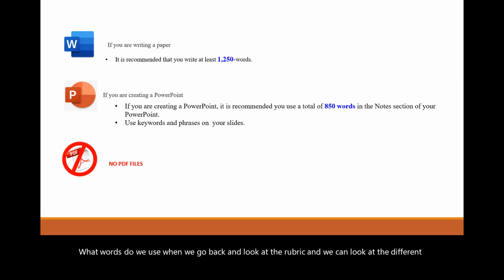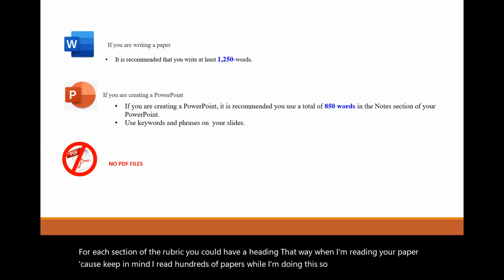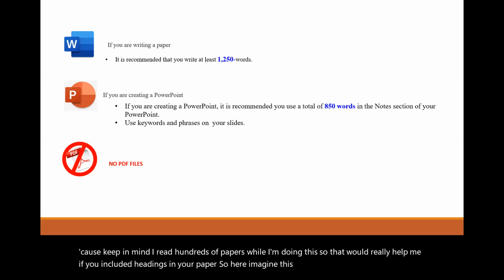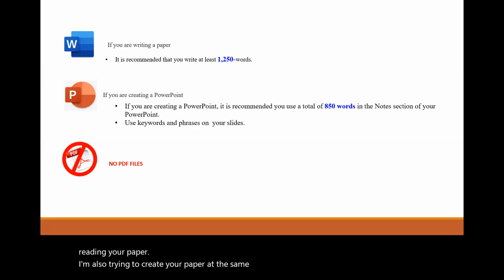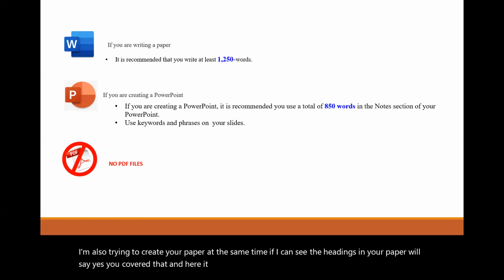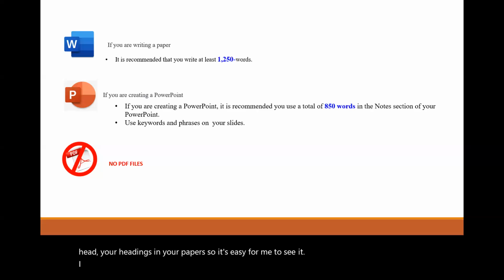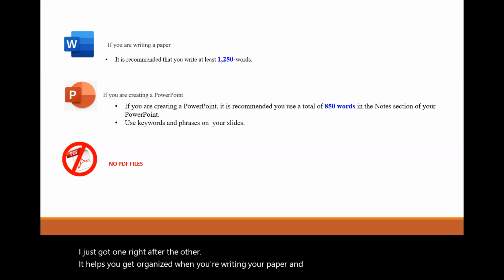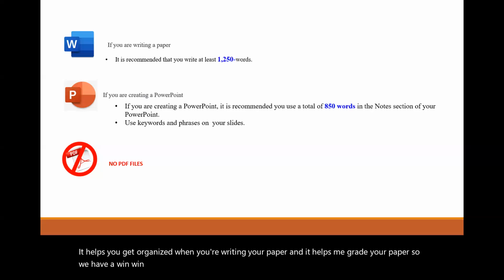So here, imagine this. I'm sitting here and I'm reading your paper. I'm also trying to grade your paper at the same time. If I can see the headings in your paper, I'll say, yes, you covered that, and here it is. These are your main theories, and you have your headings in your papers, so it's easy for me to see it. And I just go one right after the other. It helps you get organized when you're writing your paper, and it helps me grade your paper, so we have a win-win situation. So please use headings.